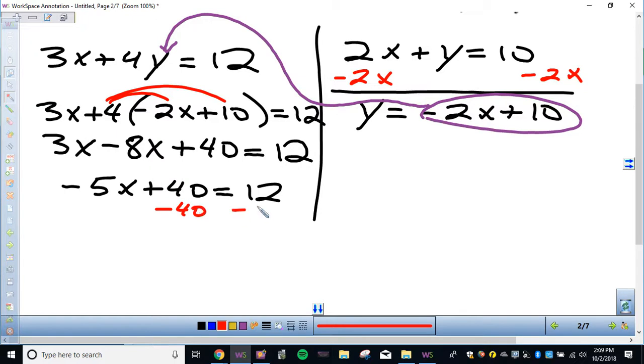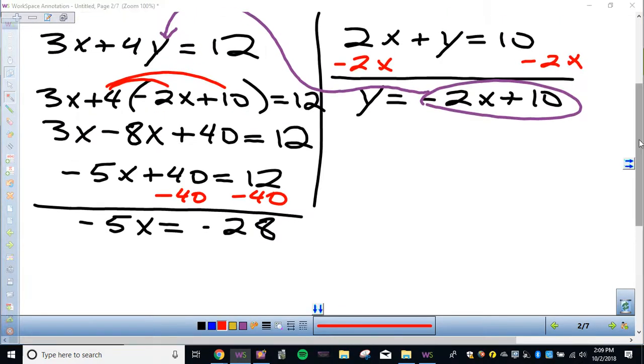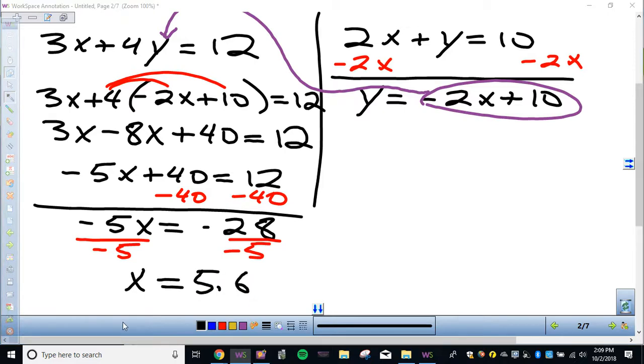Subtract 40 from both sides. So we get negative 5x equals negative 28. What is the last step, Hayden? Almost. Negative 5. Divide both sides by negative 5. We get x equals 5.6. Don't doubt yourself if you get a decimal. We're in Algebra 2. Decimals are okay.